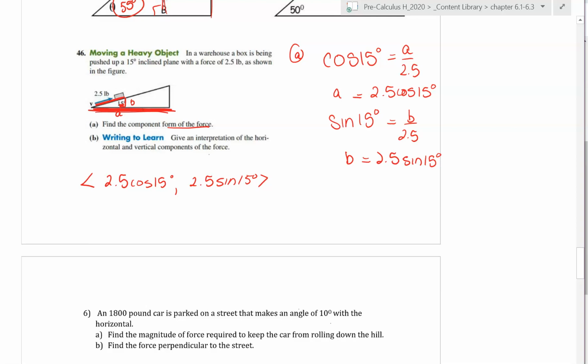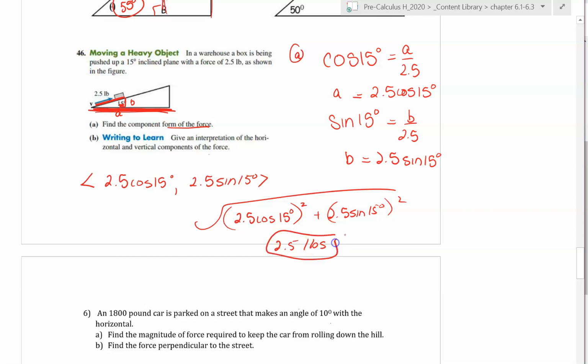Now, let's just see if you really understand what we did. If I found the magnitude of this vector right now, let's think about that. If we found the magnitude, do you know what the answer would be? Hopefully you do. If you type this into your calculator, you get 2.5 pounds. Well, of course it's 2.5 pounds, right? Because we know that that's the magnitude of the force, that vector.